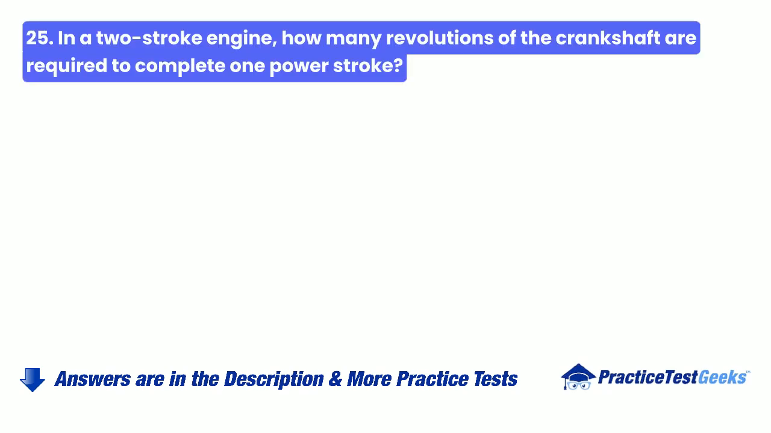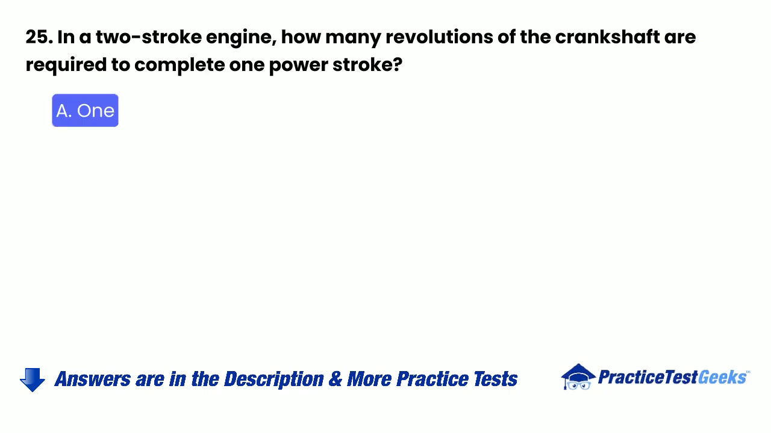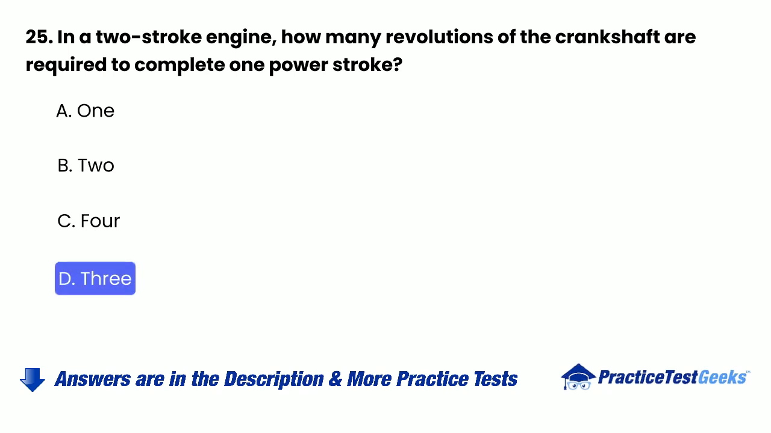(25) In a two-stroke engine, how many revolutions of the crankshaft are required to complete one power stroke? A. 1. B. 2. C. 4. D. 3.